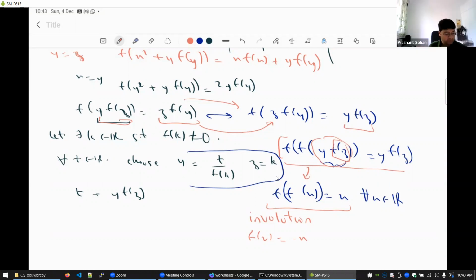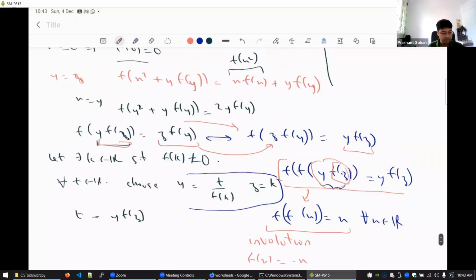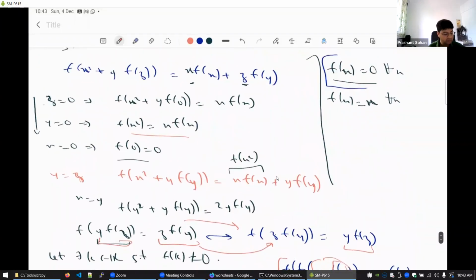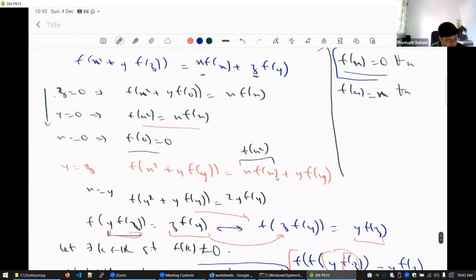So we are getting a lot of useful information about the function. And we have made the guess that f of x equal to x, but we still have not proved that. So what else can we do in this question?